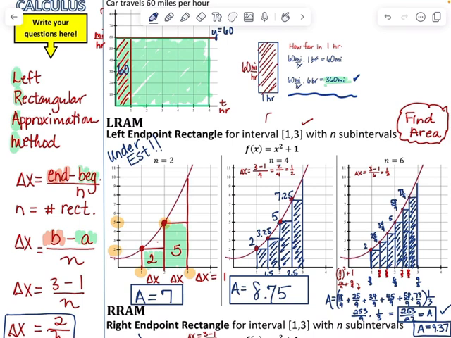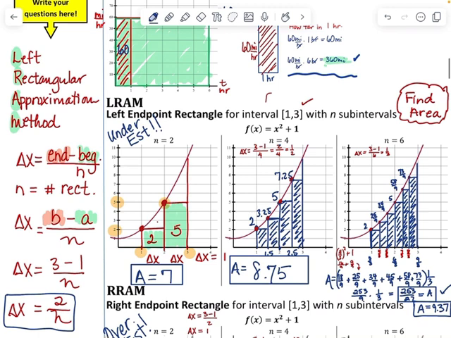Notice that delta x is the end of the interval minus the beginning, over n, the number of rectangles. That is b minus a over n. So it's going to be 3 minus 1 over n for all of these, so delta x is equal to 2 over n. For the first one, delta x is equal to 1 because it's 2 over 2, since n is 2. The second one is going to be 2 over 4, or 1/2. So the base of each of those rectangles is 1/2.